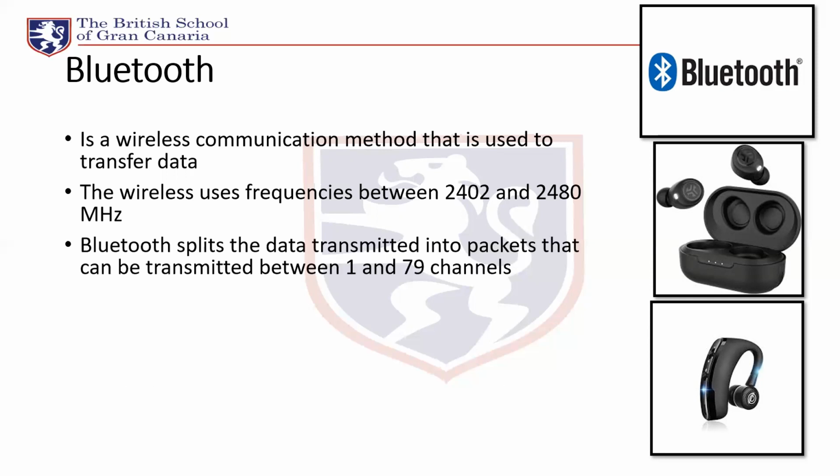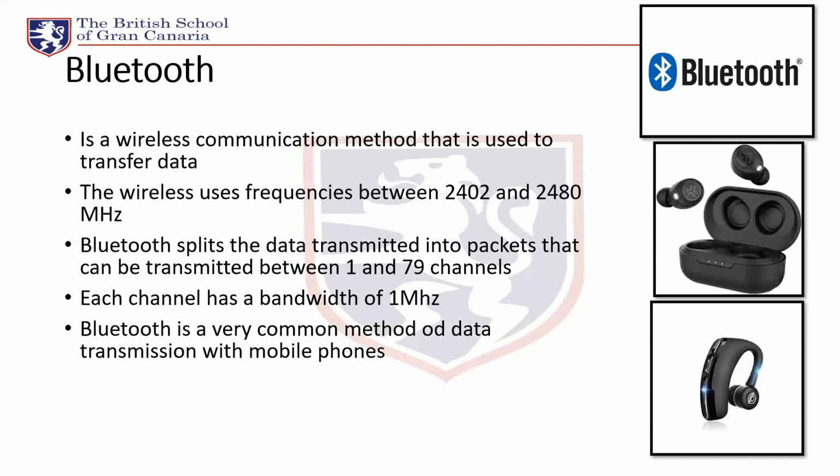So it splits the data into packets. So if you remember last lesson, we discussed packet transmission. So all the data that's sent through Bluetooth, which can be sound files, your spoken voice, images, data files of any kind, it would split it between 1 and 79 different channels into different packets to deliver the data efficiently, effectively, and, well, quite quickly. So each channel has a bandwidth of about 1 megahertz.